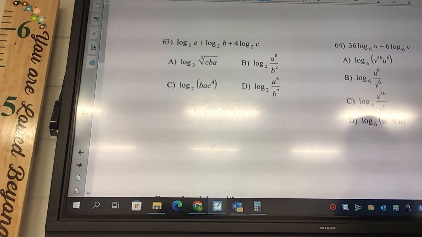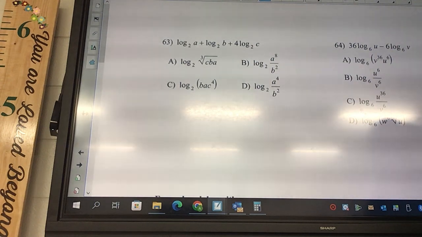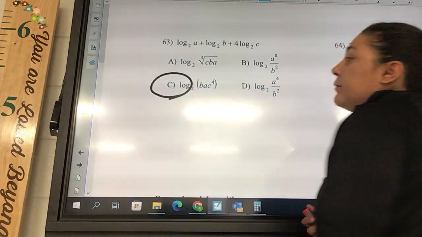Okay, again, if we look at this one, what does addition go with? Multiplication. What answer choice is the only one in multiplication? C, without even doing it, okay?